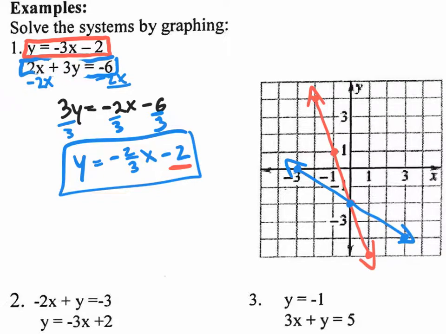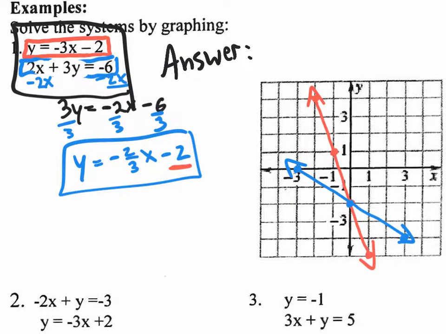And if you want that one single answer that works for the entire system, obviously you want the point of intersection, which is right here. And that point of intersection happens to be 0 on the x, negative 2 on the y. So let's write that down, that the answer must be 0, negative 2. Why is that? Because that's the only point that they share.